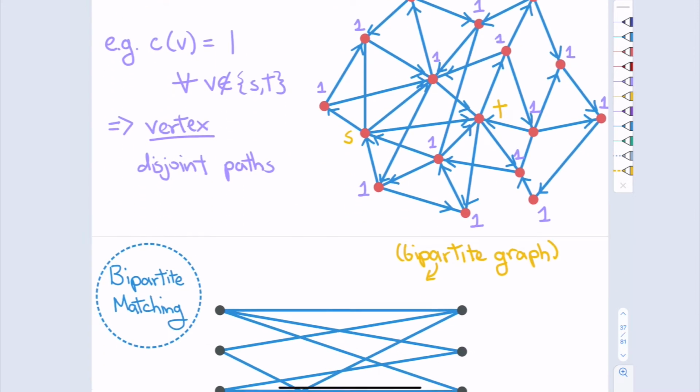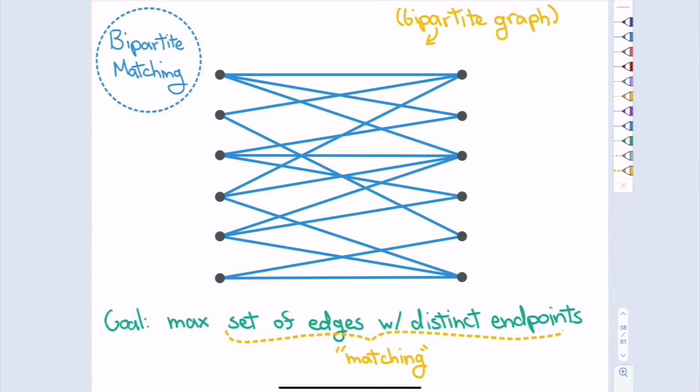Okay, here's another one. Another application we'll do. This is a very common problem. Okay, so what I've put up here is a bipartite graph. Okay, so in other words, I can divide the vertices into left and right, and the edges are only going across these two sets. There's no edges between two vertices on the left or between two vertices on the right.